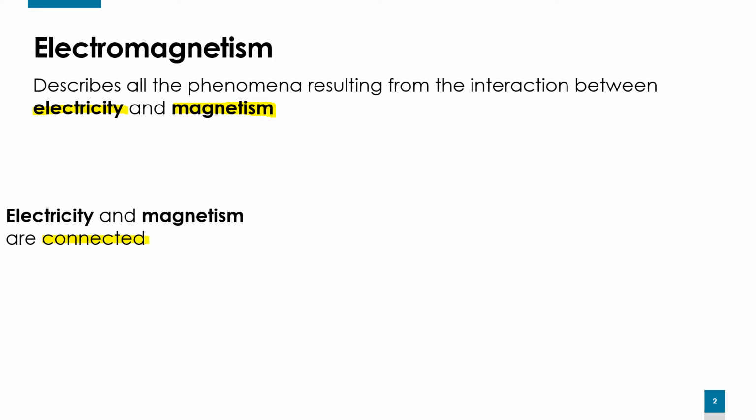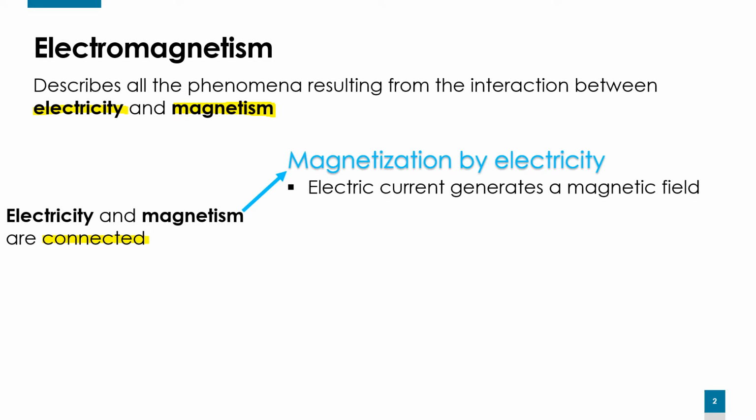In this lecture, I'm going to discuss magnetization by electricity, which is when electric current generates a magnetic field. When I use electric current to create a magnetic field, I can do that just using dynamic electricity, because I need the movement, okay? So this is not possible with static electricity.